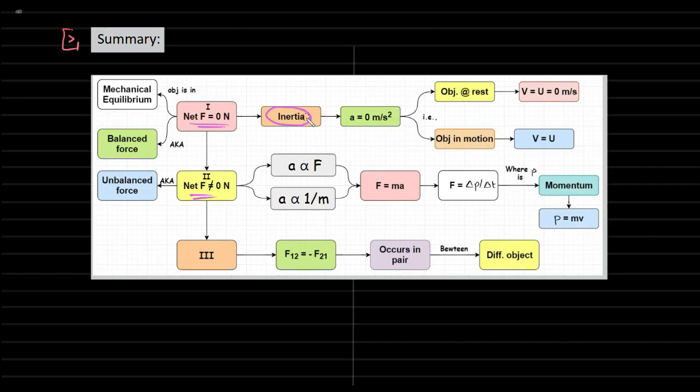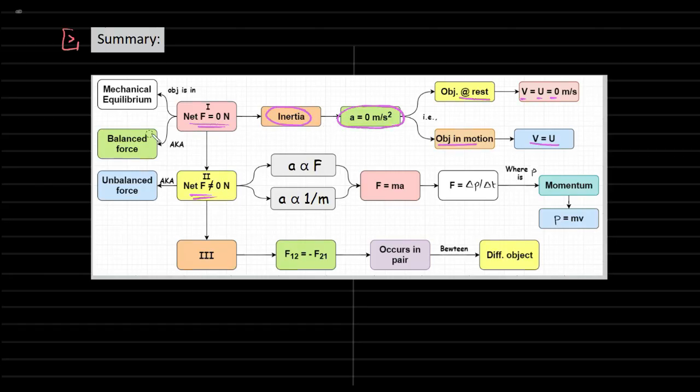What does it mean? If an object is at rest, it will continue to be at rest. The initial and the final velocities will be equal to 0. If the object is in motion, it will continue to be so. That is, the speed and the direction will be the same. That is, the acceleration will be 0.